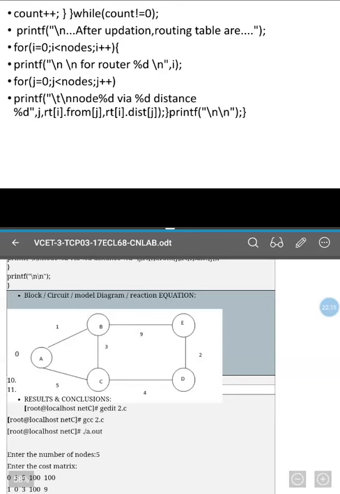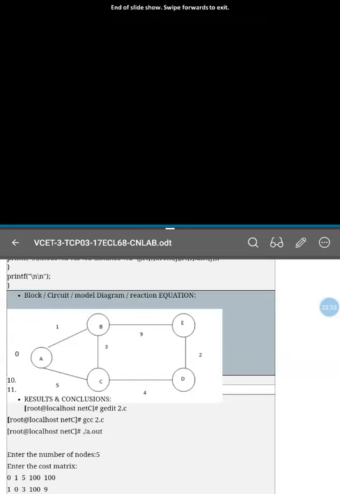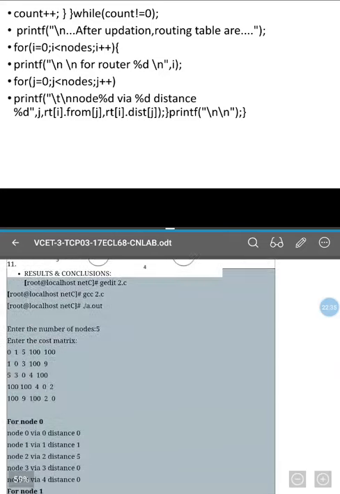So A to E was 100, which was greater. So using an intermediate node as B, it takes the kth node. It checks with A, then B, then C, then D. Whichever is smallest, that will be reached. So that value will be updated. After updation, once again the from and dist will be displayed. That is what the distance vector algorithm is.